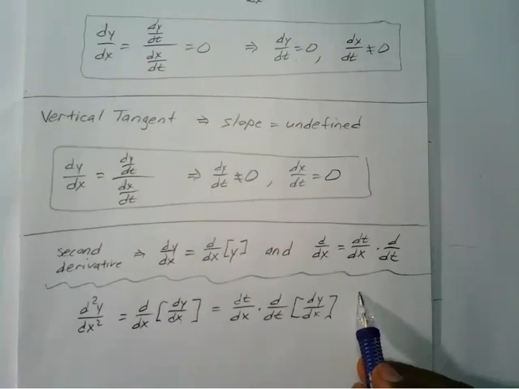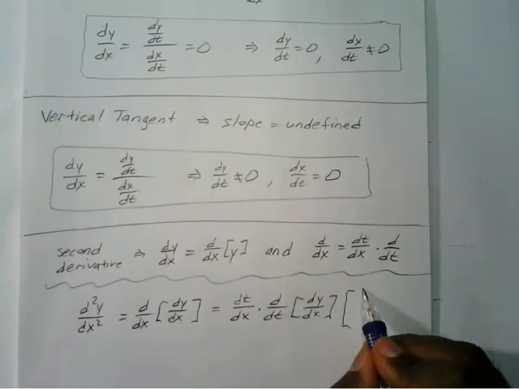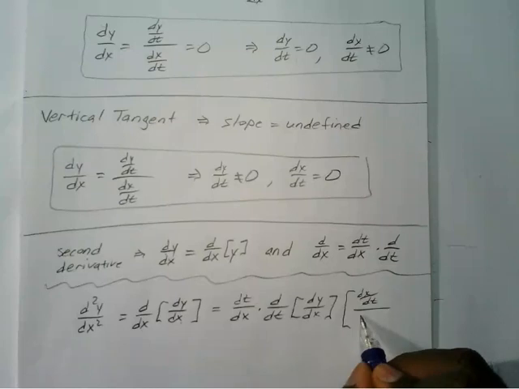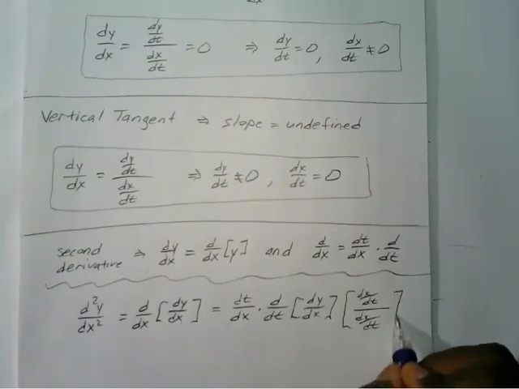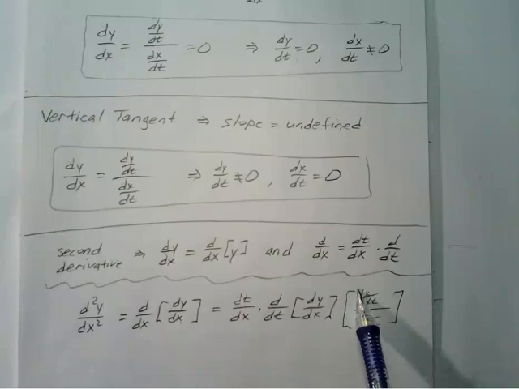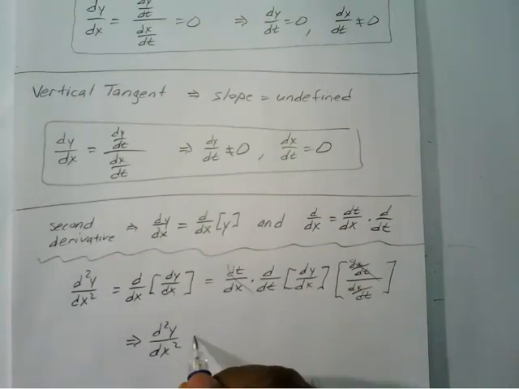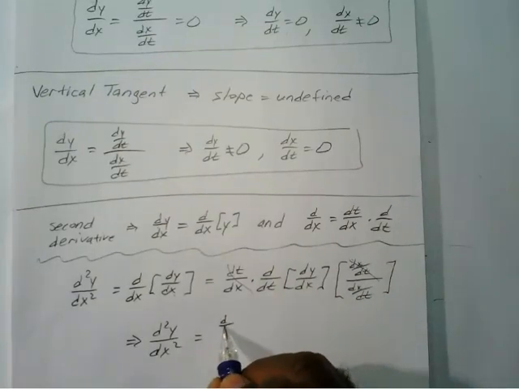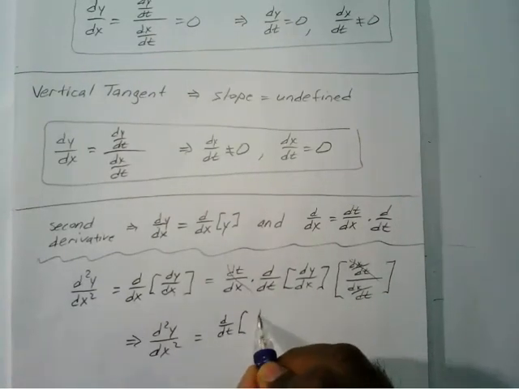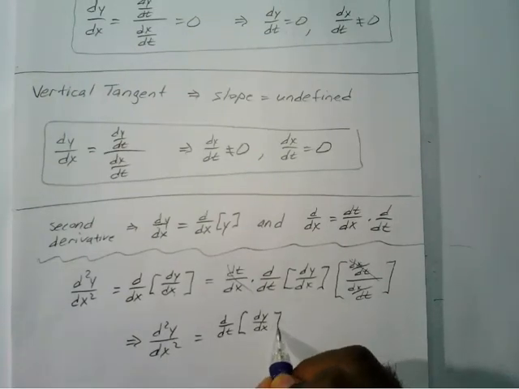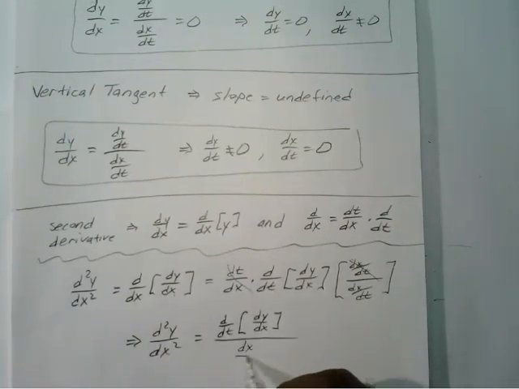Okay. Now, if we multiply this by dx/dt over dx/dt, these two will actually cancel out. They kind of undo each other. So we end up with the second derivative with respect to x, move that up a little bit, is equal to the derivative with respect to t of dy/dx, all over dx/dt.